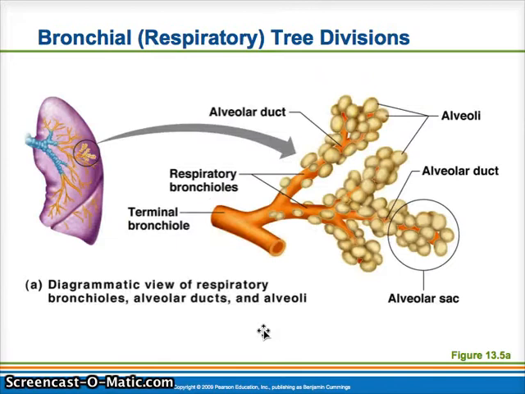The next one is your respiratory bronchioles, and then you have your alveolar ducts and alveolar sacs, which is where gas exchange takes place. Everything from your respiratory bronchioles back to your nares is just passageway and has nothing to do with gas exchange. Gas exchange takes place in the alveoli itself, in those little sacs located inside the lungs.